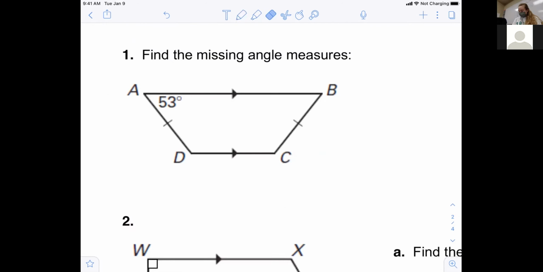So number 1, I've got find the missing angle measures. Cooper, you know one of them? Which one do you know? D, awesome. How do you know D? Good. So Cooper did 180 minus 53, and what'd you get? Awesome.